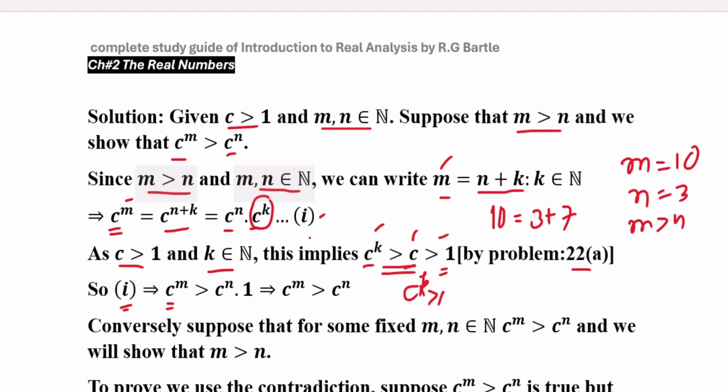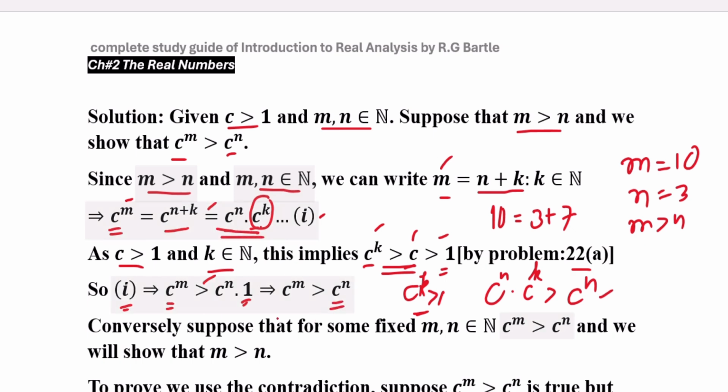So replacing c raised to power k with 1 and changing the equal sign to a greater than sign, or in other words, we can do this as c raised to power k is greater than 1. If you multiply on both sides by c raised to power n, where c raised to power n is clearly a positive real number, this becomes c raised to power n into c raised to power k is greater than c raised to power n. So combining this with this result, we have c raised to power m is greater than c raised to power n.